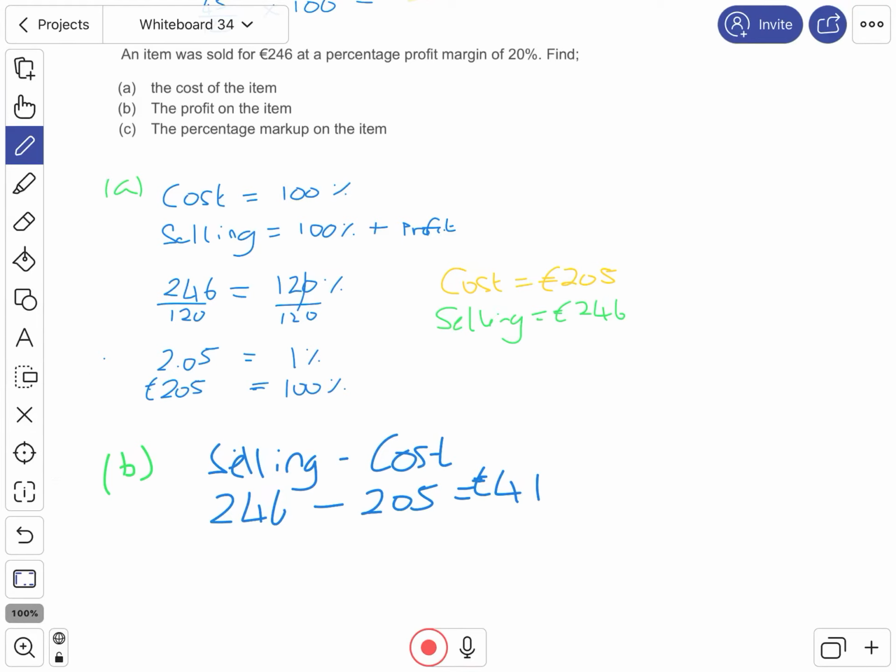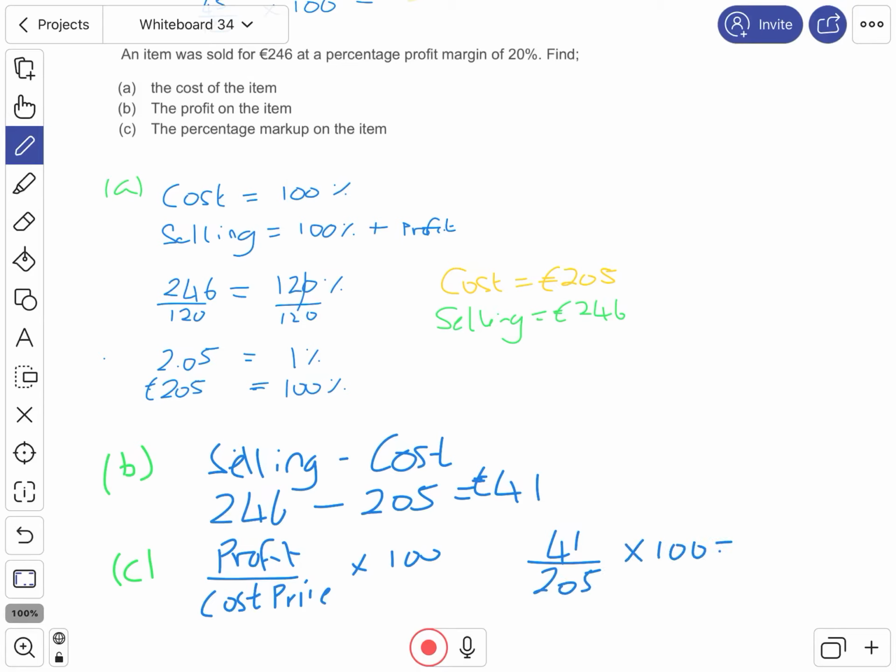Part C then of this question says they want me to find the percentage markup. So I know markup, that's the first one, that is going to be profit over cost price multiplied by 100. So my profit is 41. My cost price I found earlier was 205. I multiply that by 100, put the whole thing into the calculator, and I'm getting 20%.